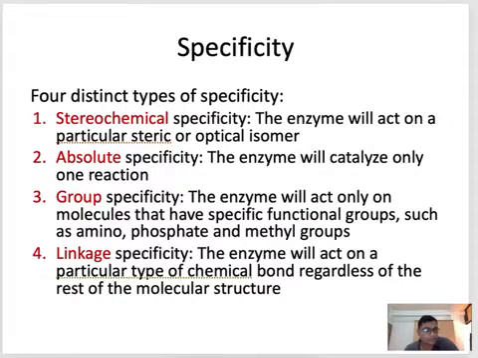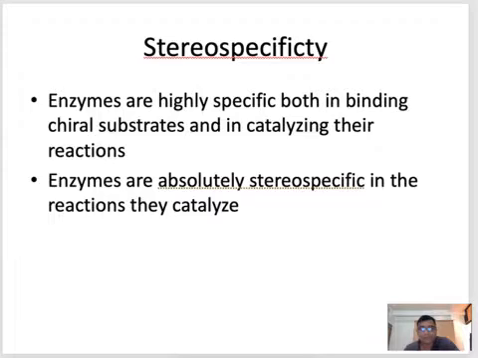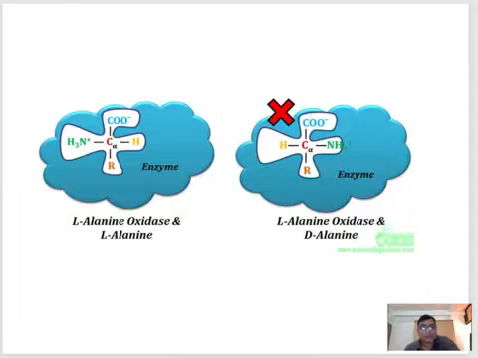So first, the stereospecificity. In these cases, the enzymes that show stereospecificity are highly specific, both in binding chiral substrates and in catalyzing their reactions. Enzymes are absolutely stereospecific in the reactions they catalyze. Very specific. So here is the example.